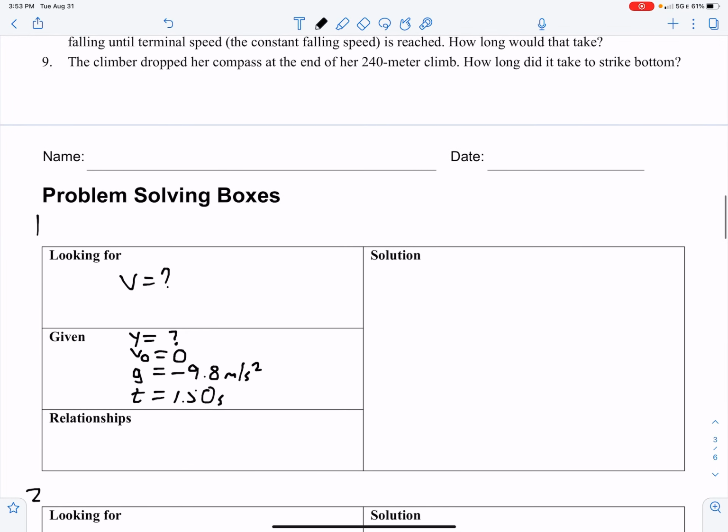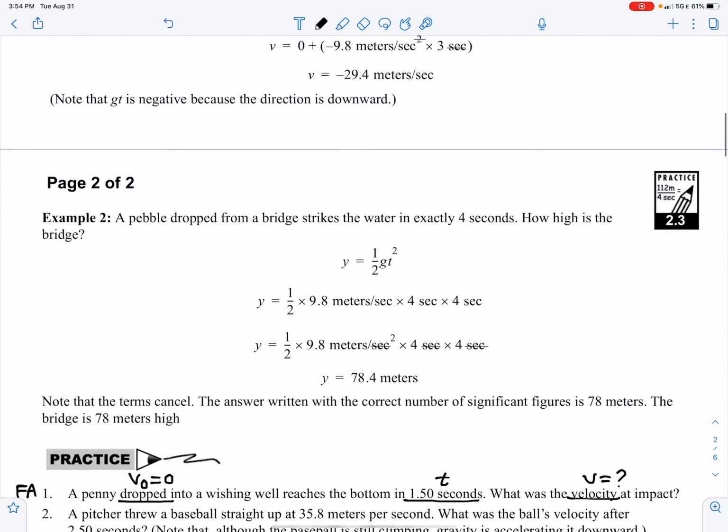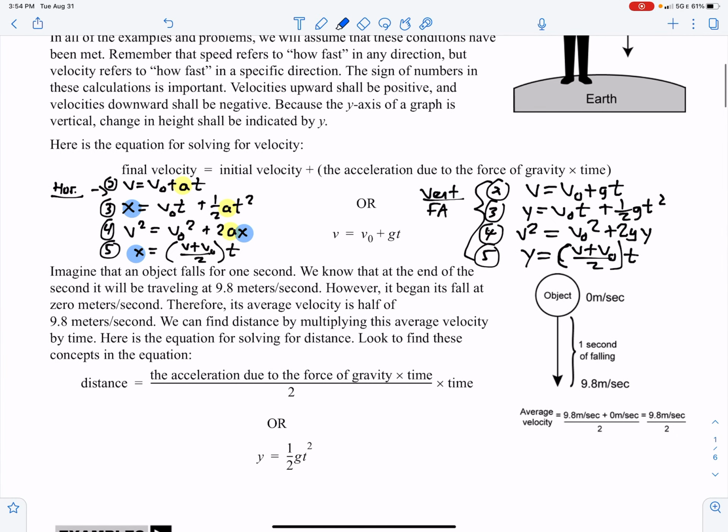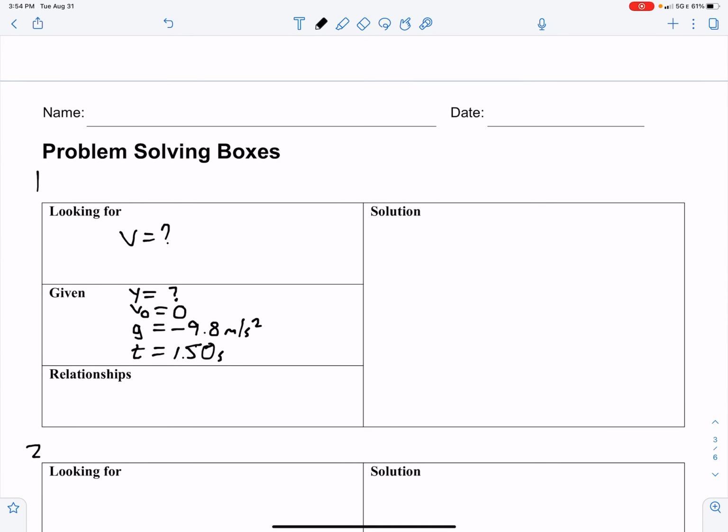This is my speed that I'm looking for. I've got v naught, g, and t. This is going to correspond to equation number 2, which has v naught, g, and t. So we can start by writing down the main equation, v equals v naught plus at, and then in our solutions box, we're just going to translate it to v equals v naught plus gt.